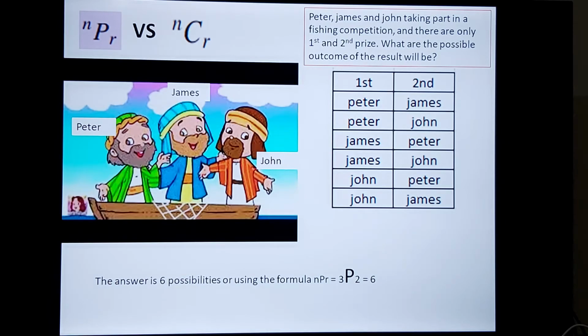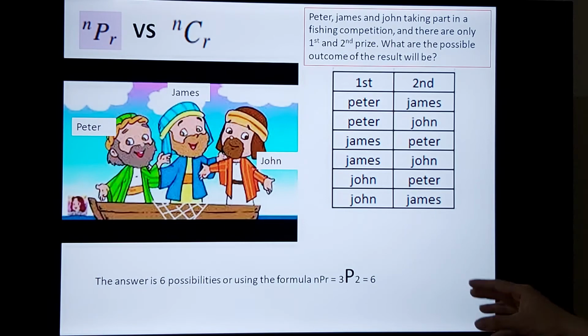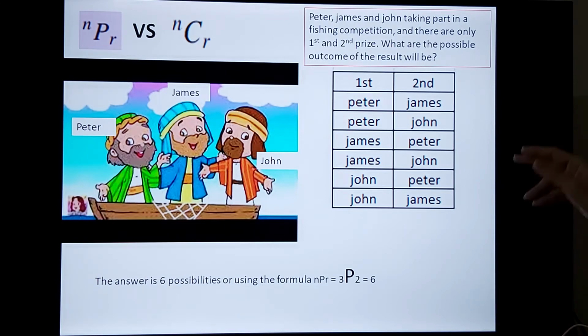And you must understand, when it comes to competition, the ranking is important. So Peter, James is different from James, Peter. Because Peter, James means Peter is better than James. James, Peter means James is better than Peter. So the ranking is important. So when that happens, you have to use nPr. nPr will give you 6 different outcomes.